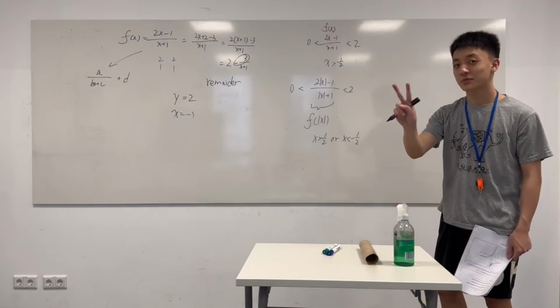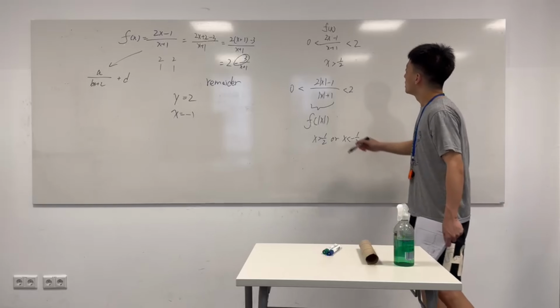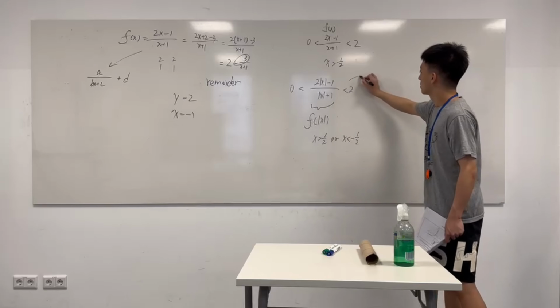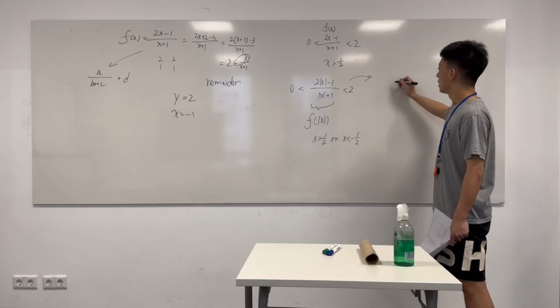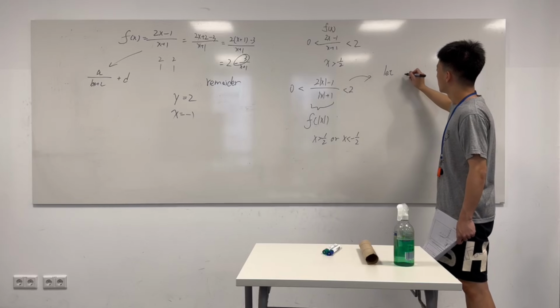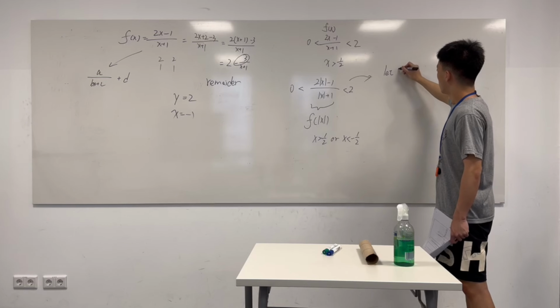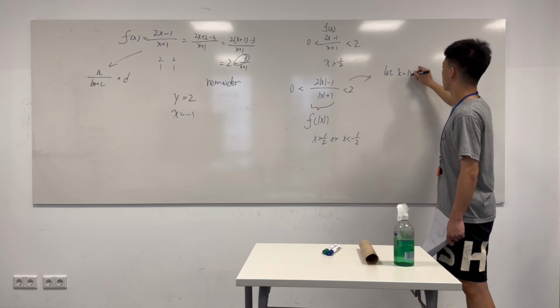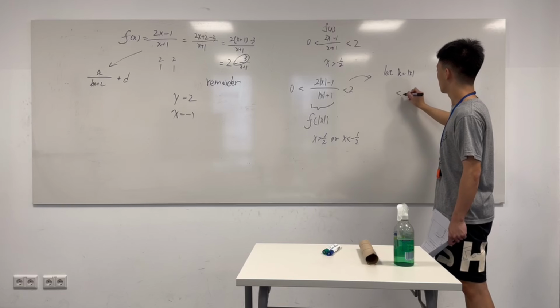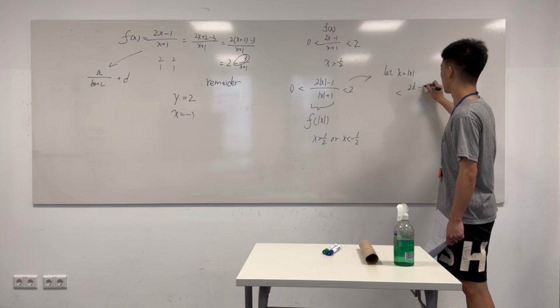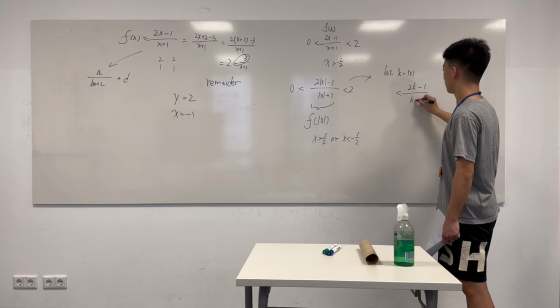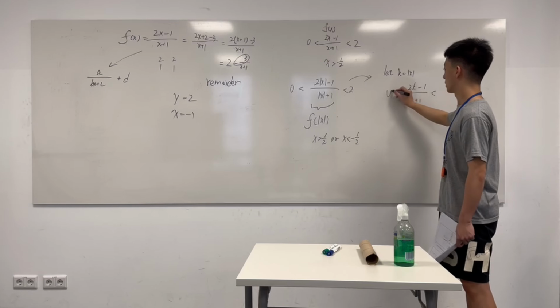And here's another way to understand the question. Let k equal the absolute value of x. Then we get (2k minus 1) over (k plus 1) is more than 0 and less than 2.